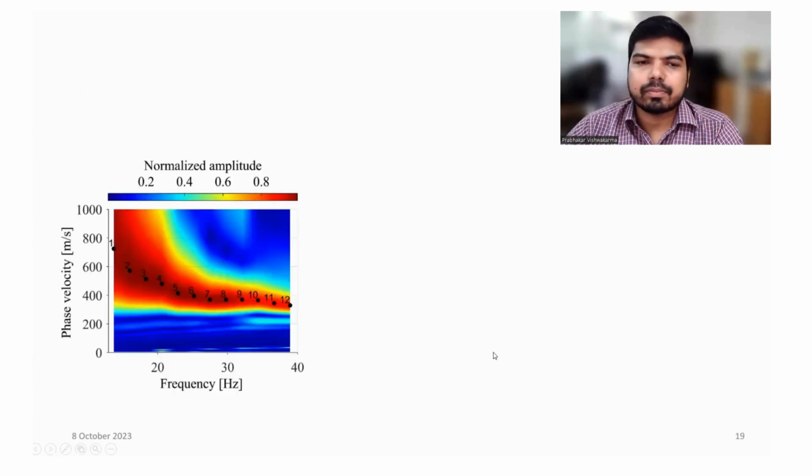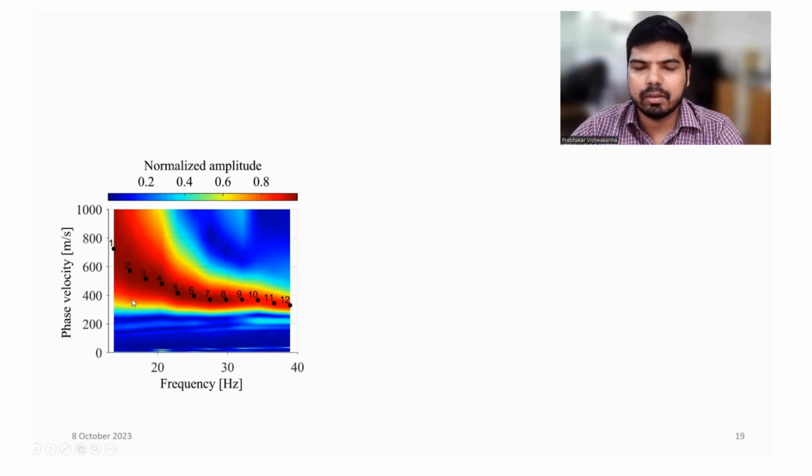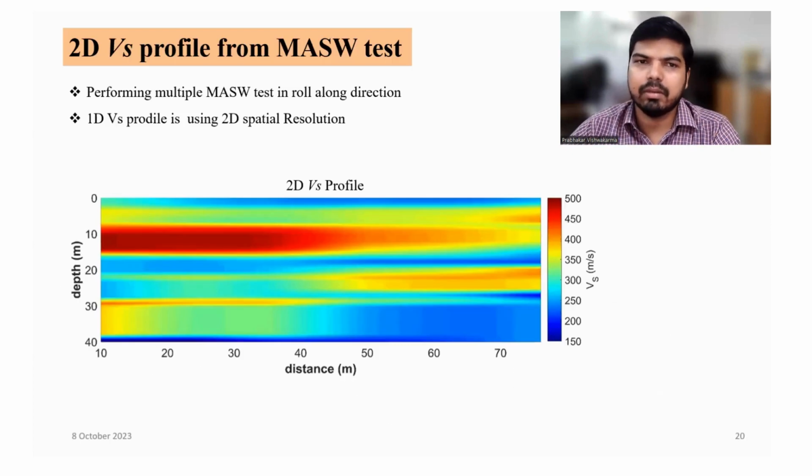These are the steps of the process. First we have the experimental dispersion curve, then we calculate the shear wave velocity, then we calculate the theoretical dispersion curve and compare how similar it is to the experimental dispersion curve. If you have multiple MSW tests in a single array line, you can use the multiple VS profiles to generate the 2D VS profile.